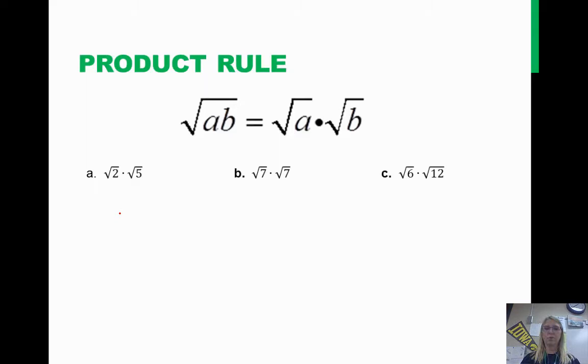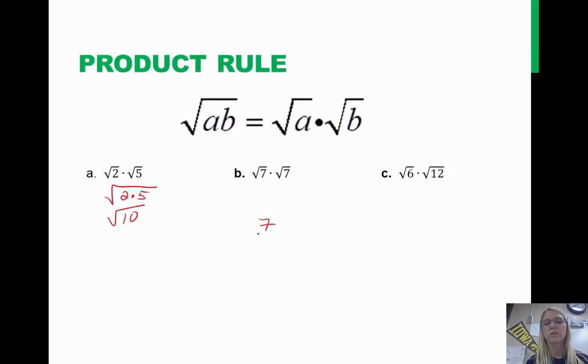The product rule is when you have the square root of one number times the square root of another number. If you take these two and multiply them, it's actually the same thing as saying the radical of a times b. So let's look at this as an example. We have the square root of 2 times the square root of 5. That is the same thing as saying 2 times 5 inside the radical, which happens to be the square root of 10.